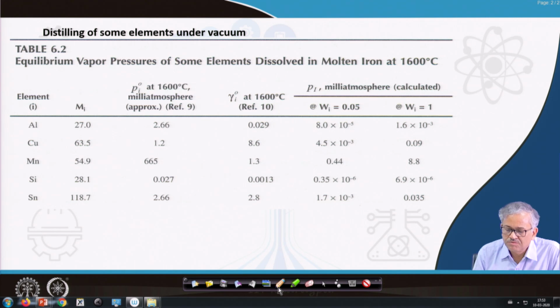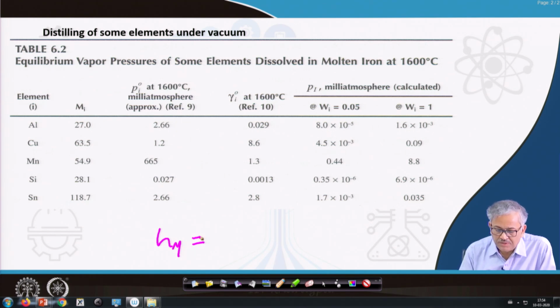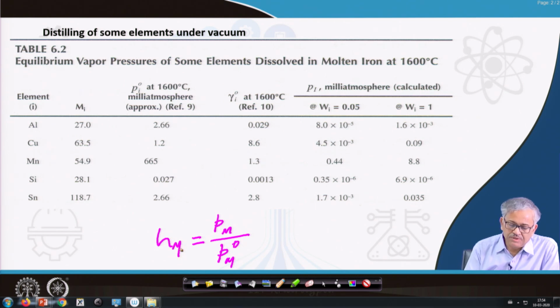Because from the definition of activity, you can write like this. If I say M is equal to Hm, okay, let us take it a little bigger. So, the activity of Hm you can write like this. How do you write this activity? You can write the partial pressure of some metal divided by partial pressure. Now, that is the activity of some element, right?